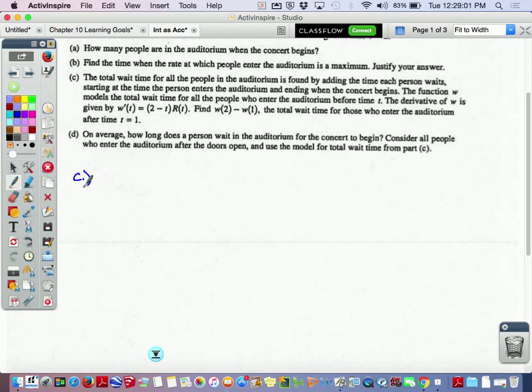Question C: the total wait time for all the people in the auditorium is found by adding the time each person waits, starting at the time the person enters the auditorium and ending when the concert begins. This function W models the total wait time for all the people who enter the auditorium before time t. The derivative of W is given by W prime of t equal to 2 minus t times our rate function R of t. Find W of 2 minus W of 1, which is the total wait time for those who enter the auditorium after t equals 1.